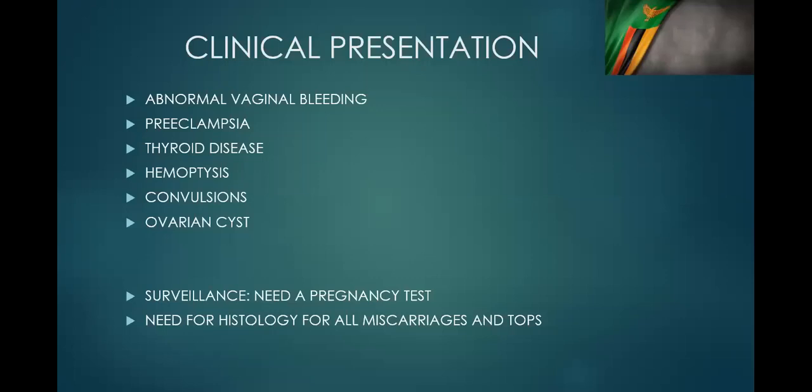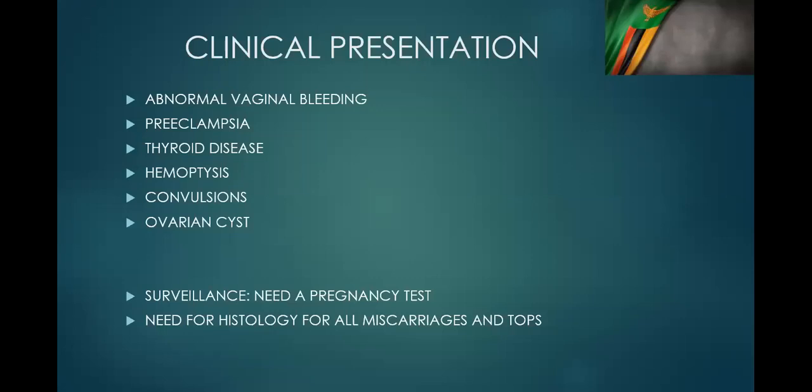Sometimes you have a presentation where preeclampsia comes early. We remember that preeclampsia is a condition where high blood pressure is there after 20 weeks, but sometimes that happens before 20 weeks. And this is one of the situations where you can have preeclampsia happening before 20 weeks of gestation.